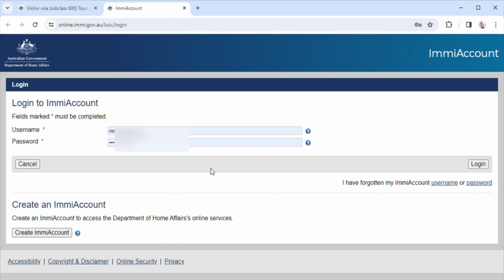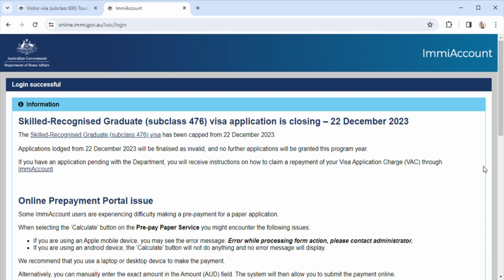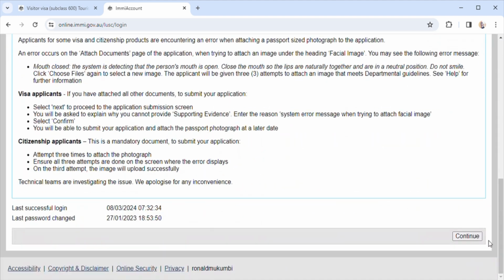As you can see, I already have an account. For you guys, if you don't have an account, you just come here and create an account down here. After that you come back and log in. But for me, I already have an account. I will just say login. Then you scroll down and say continue.